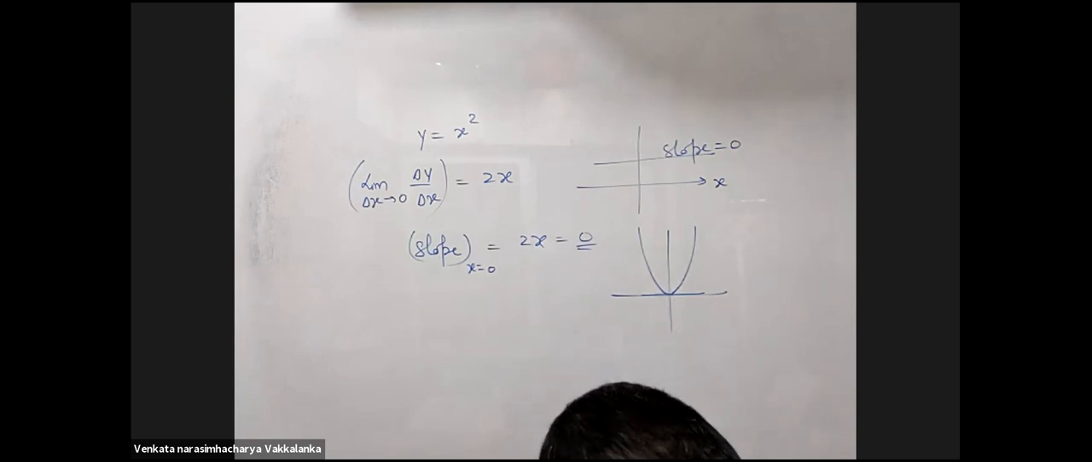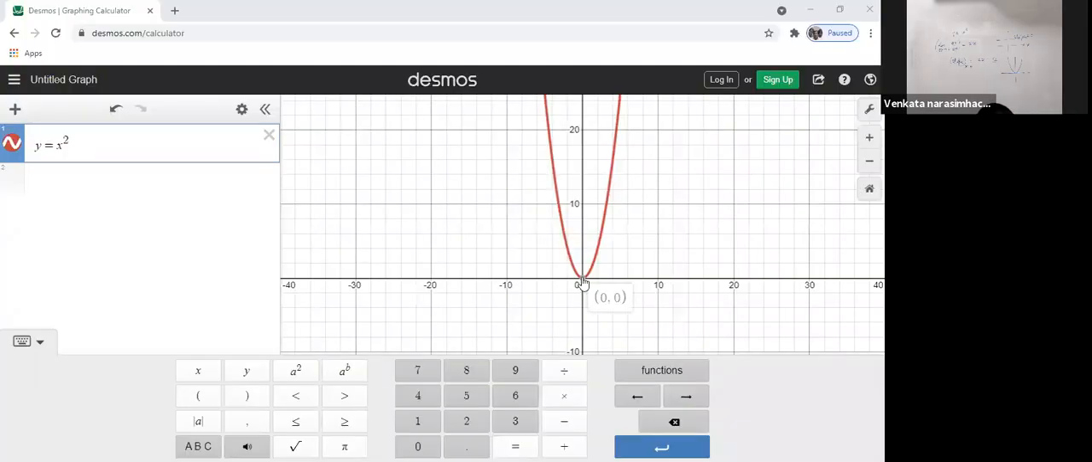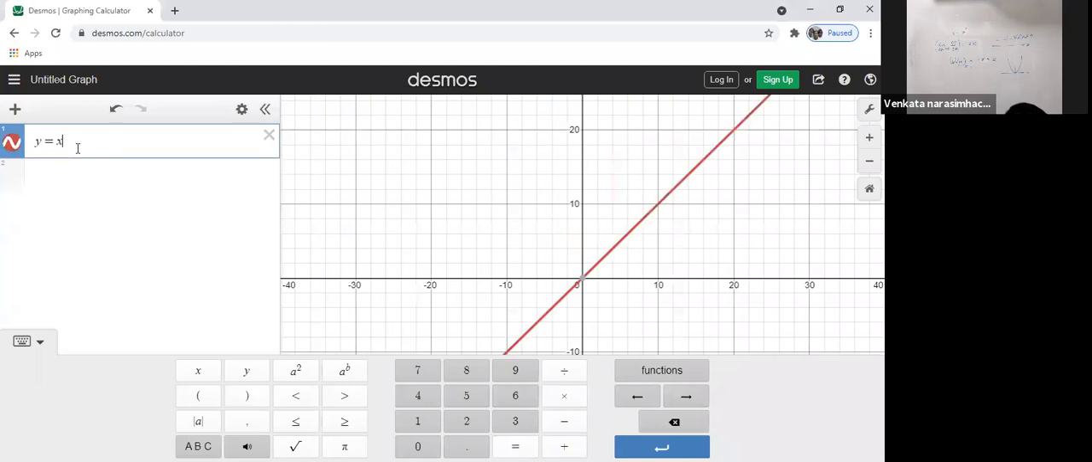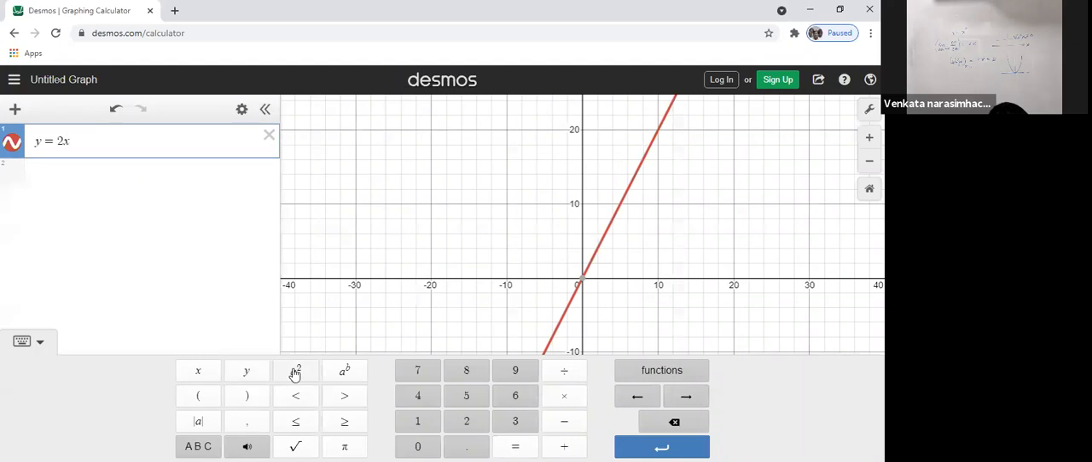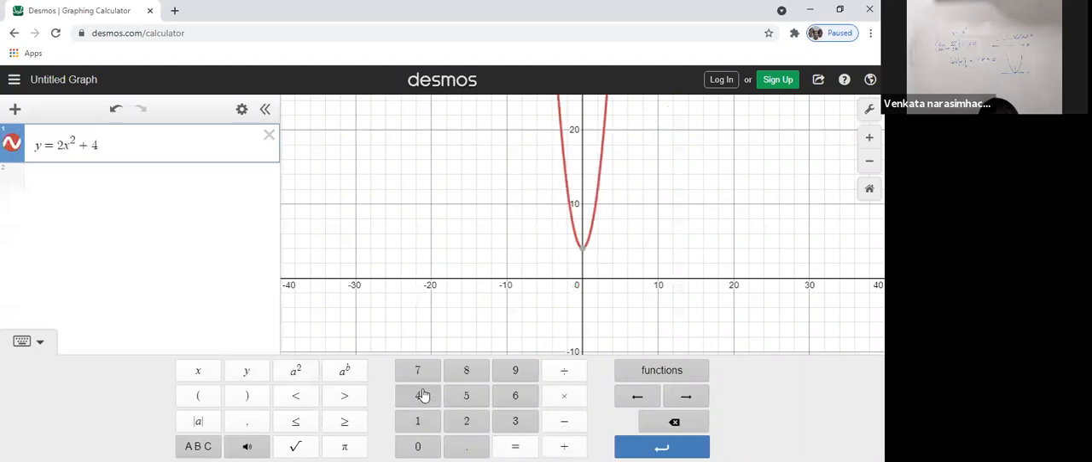One second. See, here you see at x equal to 0, I draw a tangent. That's the slope. Now, 2 x square plus 4. Look at the graph. At x equal to 0, y will be 4.